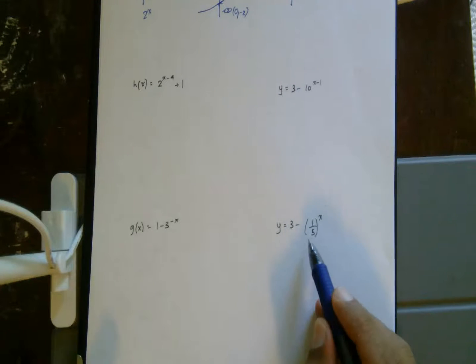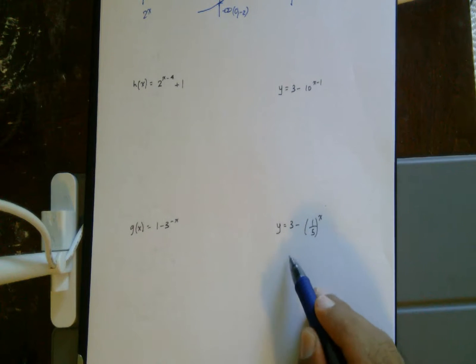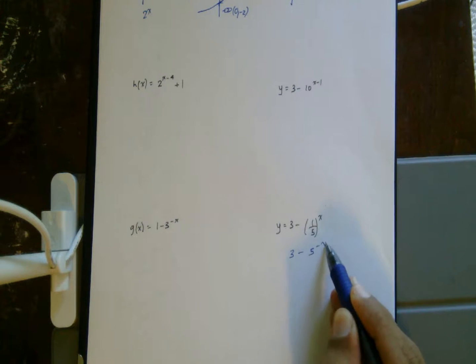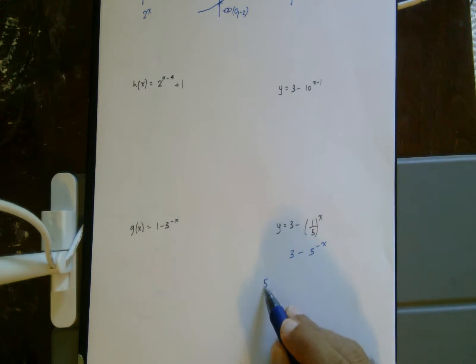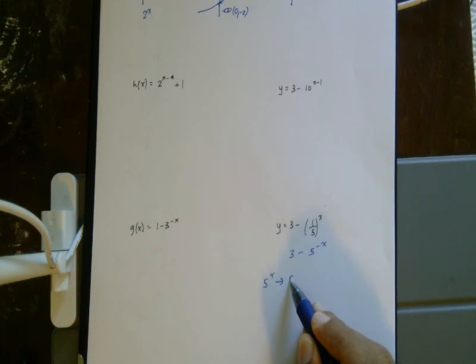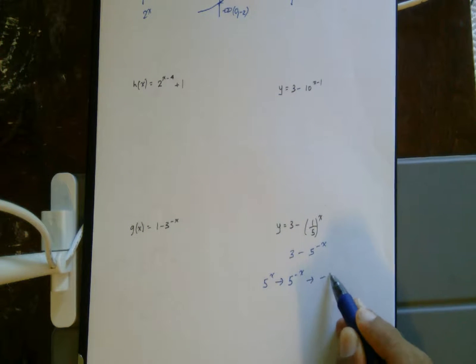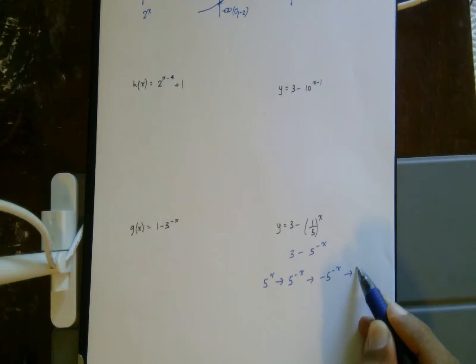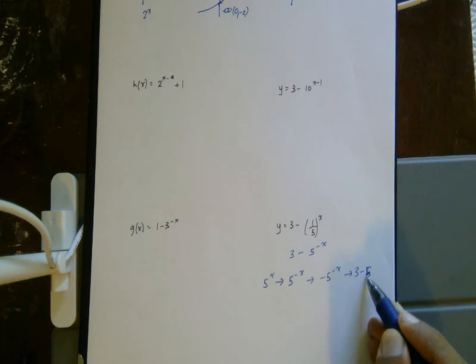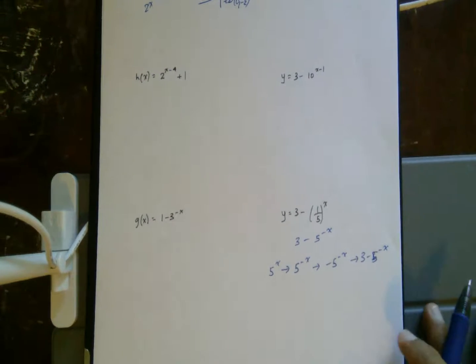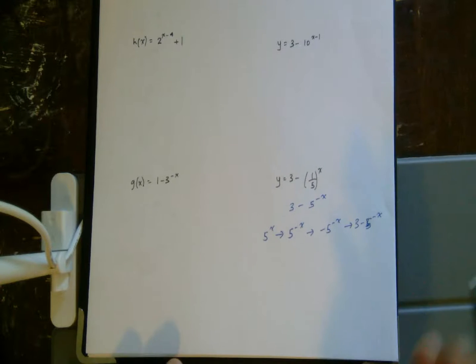One interesting one here, if you have 1 over 5, you can always rewrite this as 5 to the negative x. So you would go from 5^x, to 5^(-x), to -5^(-x), to 3 - 5^(-x). Okay, that's just how you do transformations.